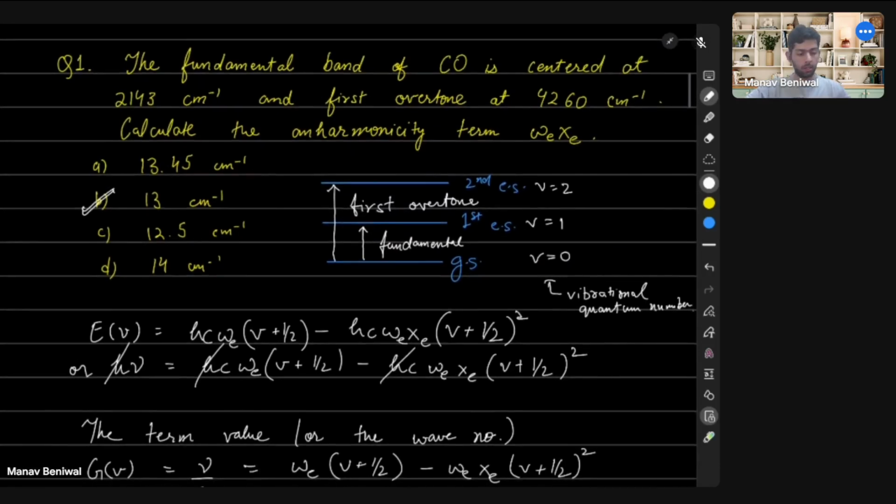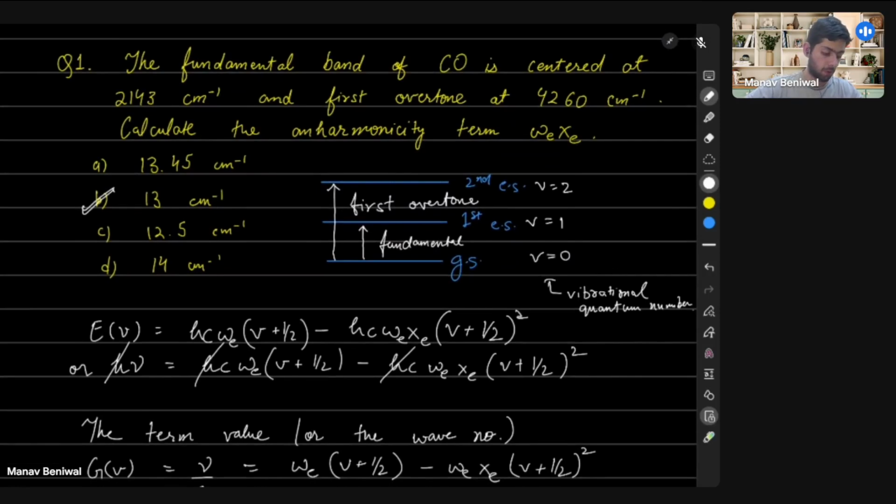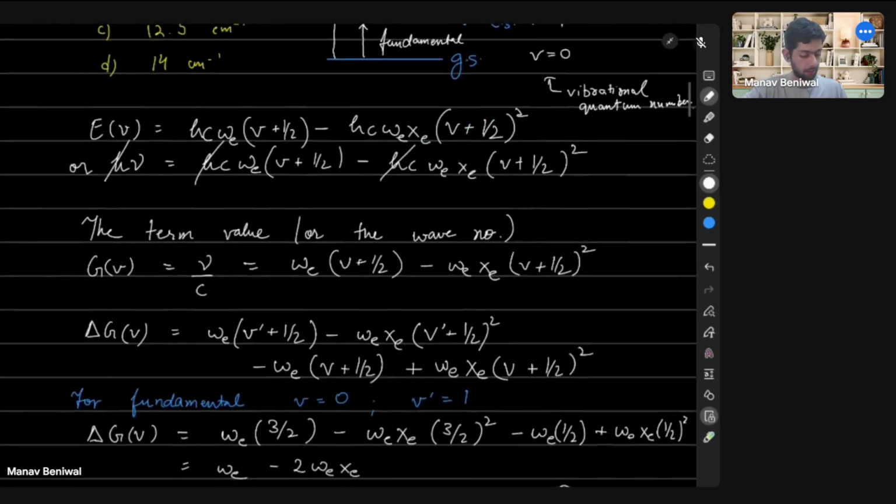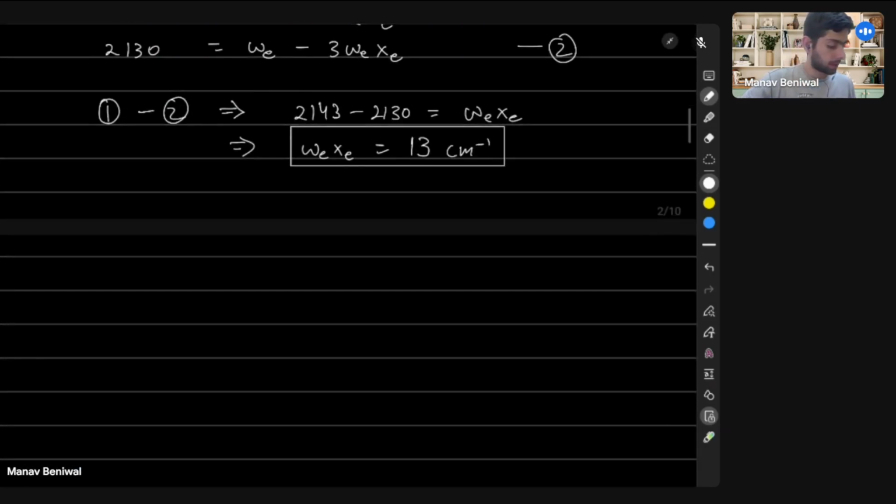So this was the first problem. We were given a CO molecule, its fundamental band, and its first overtone, and we were asked about the anharmonicity term, omega e x e. Pretty straightforward problem, a little bit lengthy, but pretty straightforward. So with that, let's move on to the next problem.